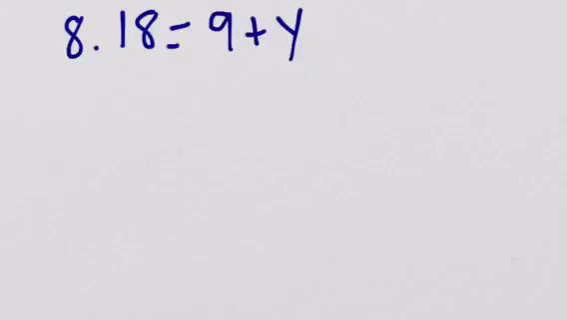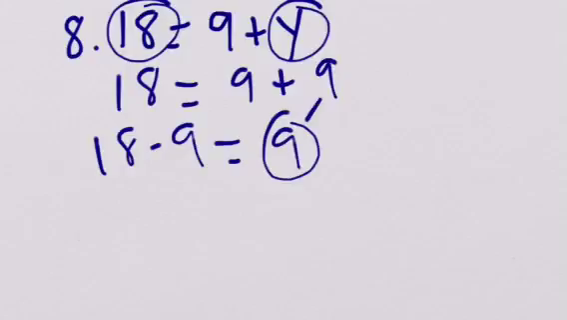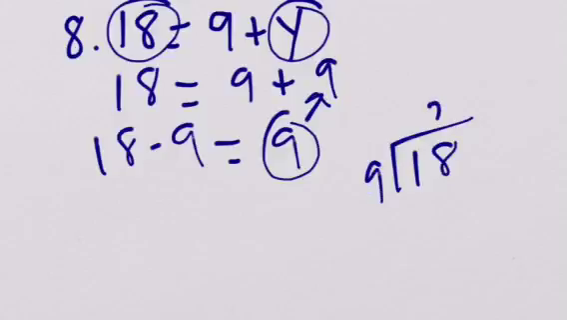Okay, number 8 is 18 equals 9 plus y. So what number goes here that's going to equal 18? So 18 is going to equal 9 plus 9. I could have done 18 minus 9 to get my 9 to put here. Okay, I could have divided 18 by 9. That's not going to work. Sorry. So I can see there that division wasn't going to help me solve it here, because 18 divided by 9 is 2, and we were not looking at that.